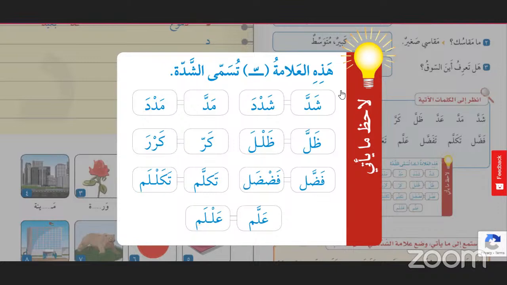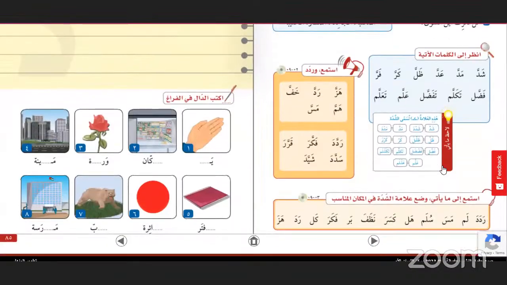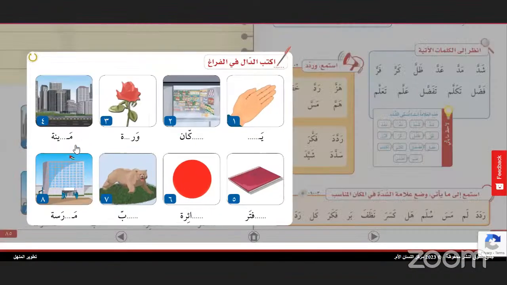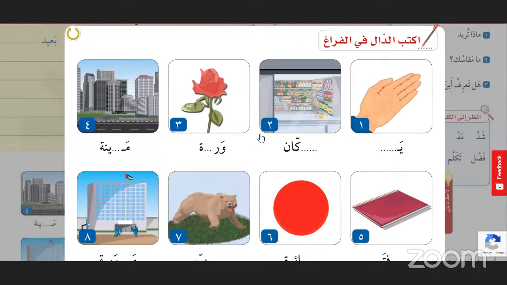Qabla fatha, what do you call it? Who's the one who wrote this? Muqaddas, can you read what you wrote in the chat, please? Before an alif, you put a fatha. Good one. Second, before a ya, kasra.